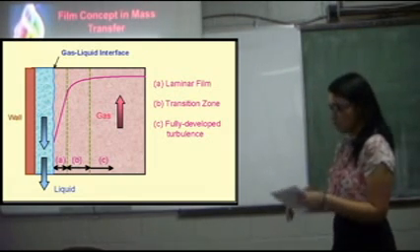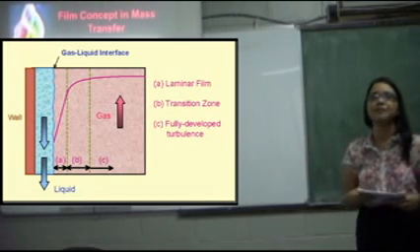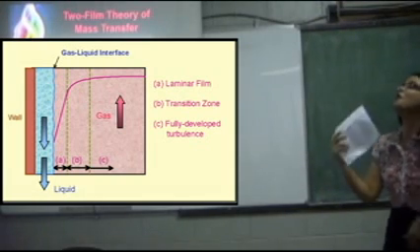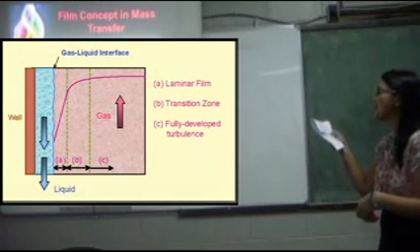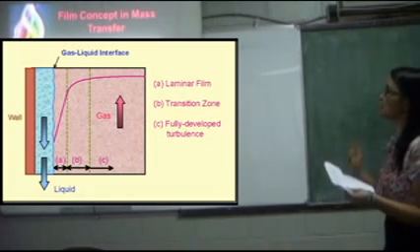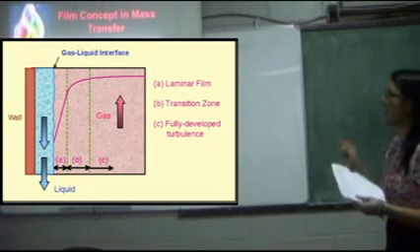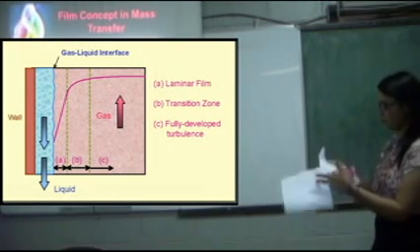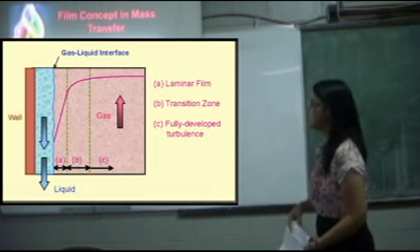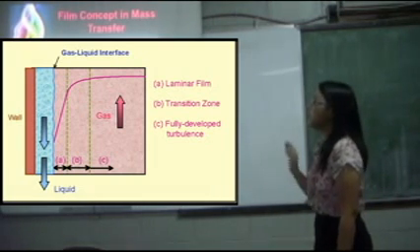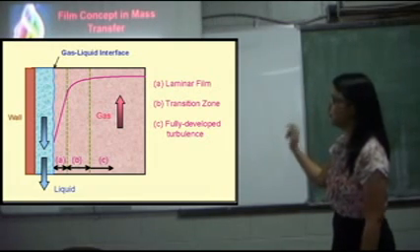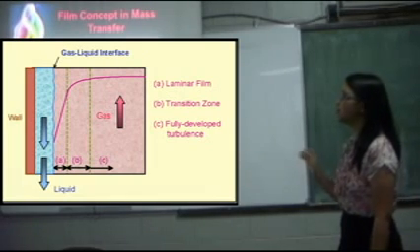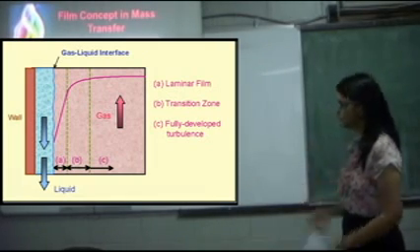So applying the simplest and most elementary method, which is the film theory, we can say that the resistance to diffusion is equivalent to a stagnant film of a certain thickness. So, here is a typical gas-liquid interface in which there are three flow regimes. First, the laminar film. Second is the transition zone with some turbulence, and the third is fully developed turbulence.